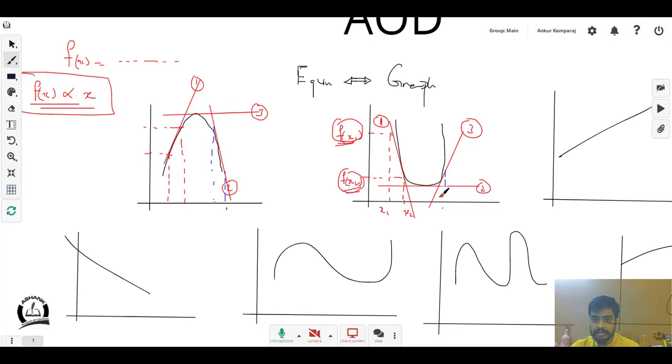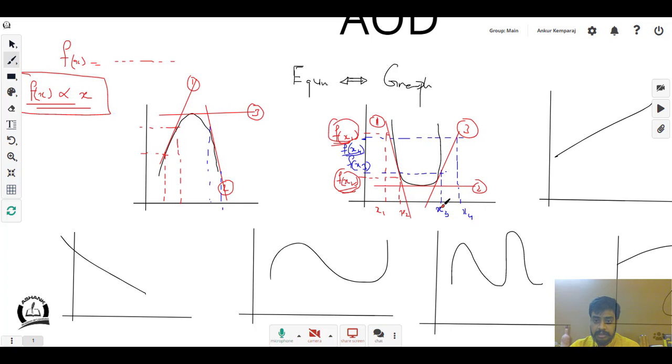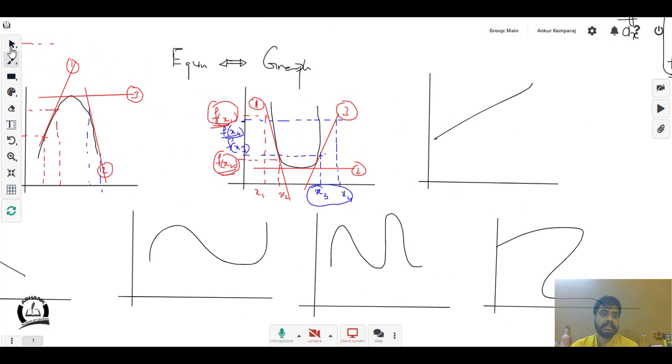Let's take a few values of x. Let's take a value for x to be x3. Then the value corresponding, the domain corresponding to this is f of x3, right? Let's take another value for x4, and the value corresponding is f of x4. Now you clearly notice that f of x4 is greater than f of x3. Simple, right? Now it's clearly obvious that x4 is greater than x3, and f of x4 is also greater than f of x3. This clearly means that it is an increasing function.